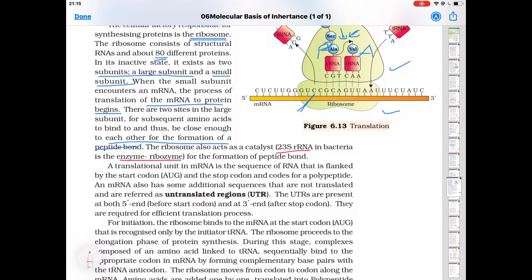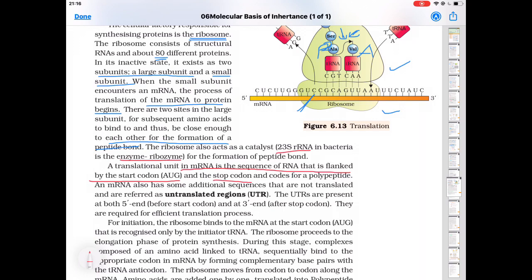A translation unit in mRNA is the sequence of RNA that is flanked by the start codon AUG and the stop codon and codes for a polypeptide. So in a mRNA, first starting codon is present and terminating or stop codon is present. In between, that structural unit is present which code for the polypeptide chain.